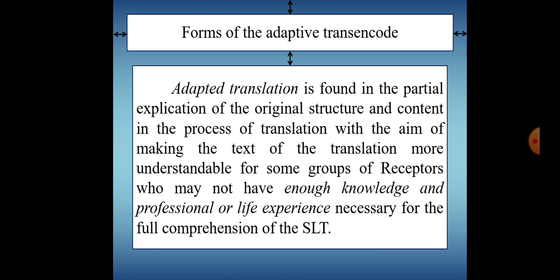Adaptive transcoding aimed at a given volume and character of information is carried out through making annotations, précis, and other forms of information transformation connected with the selection and regrouping of information contained in the source language text.